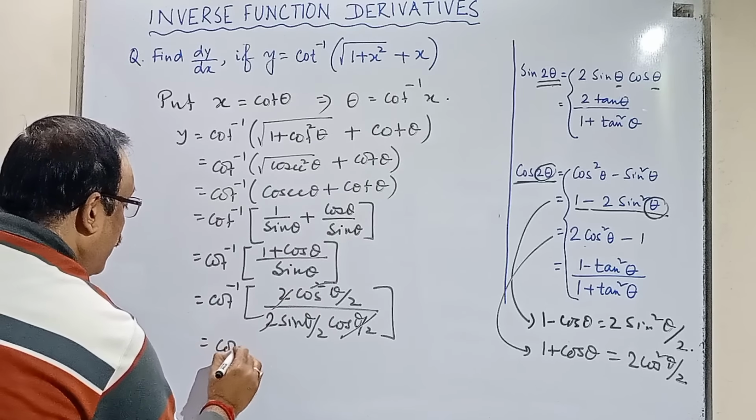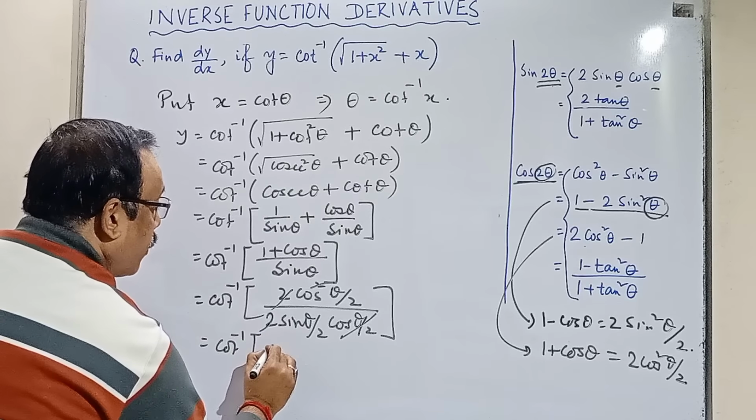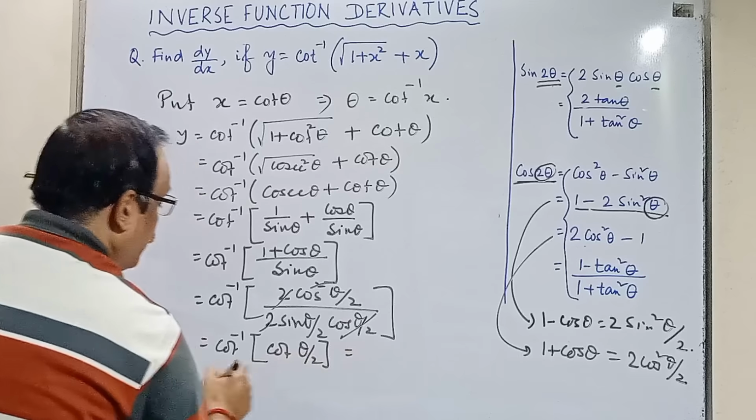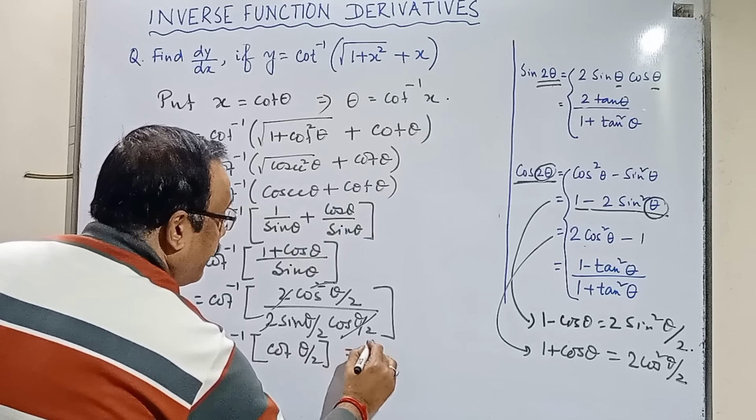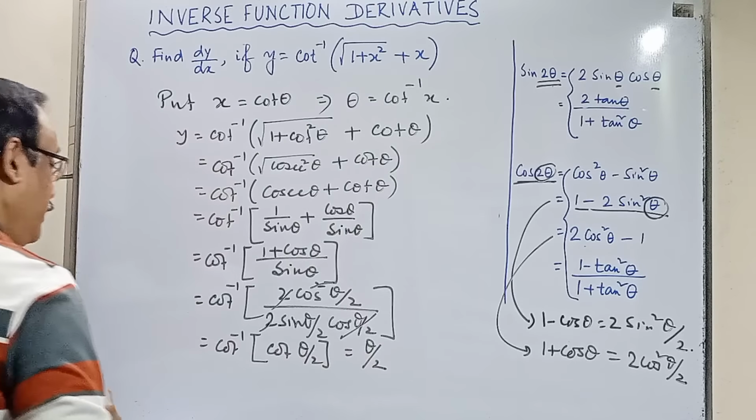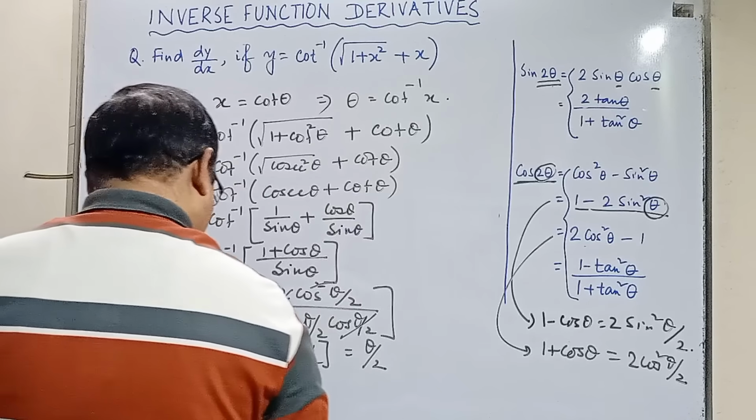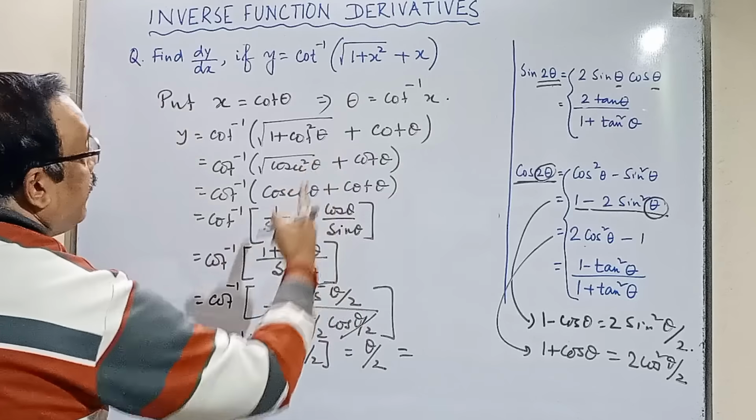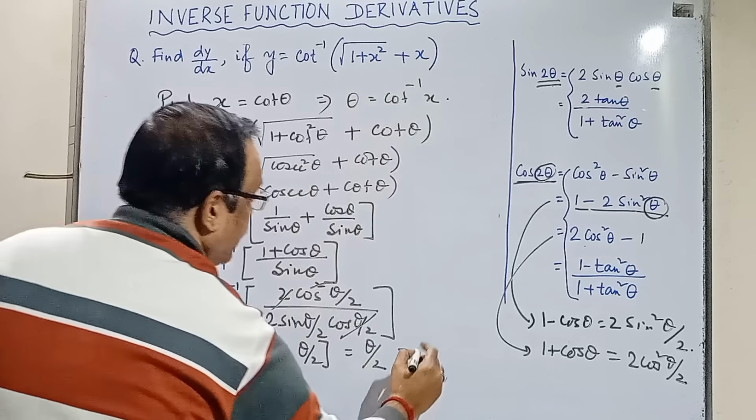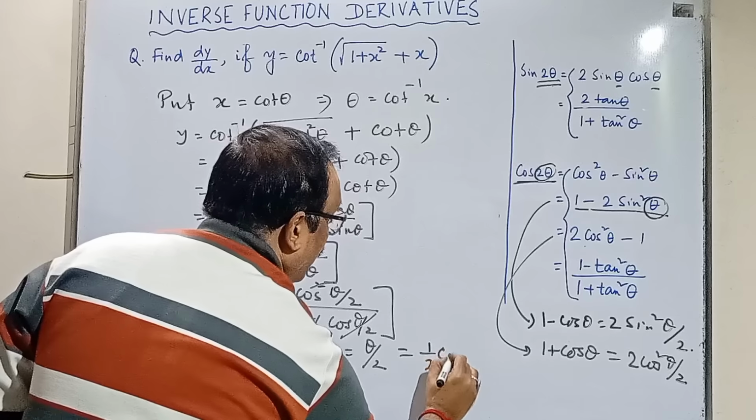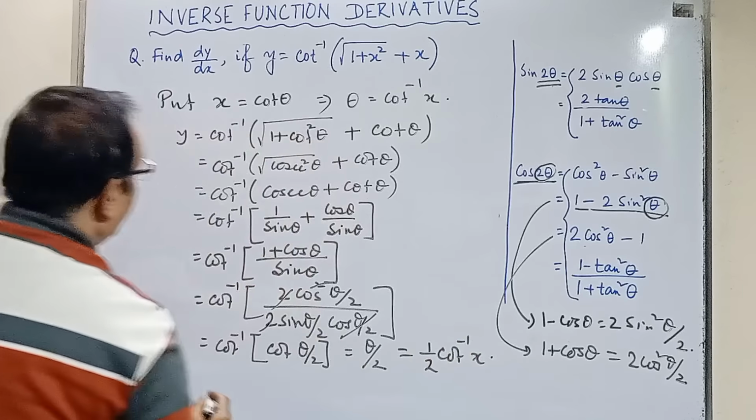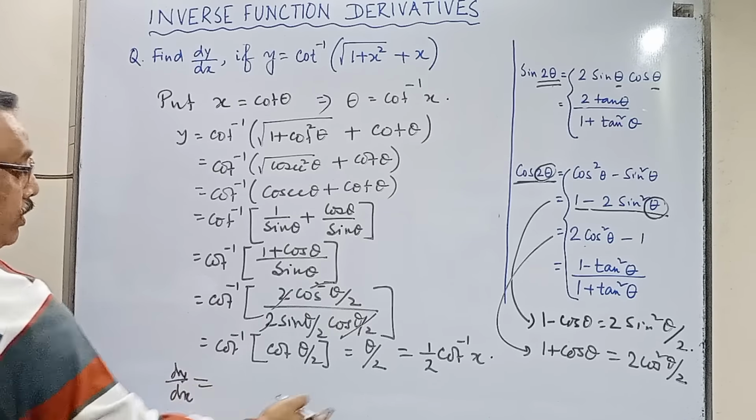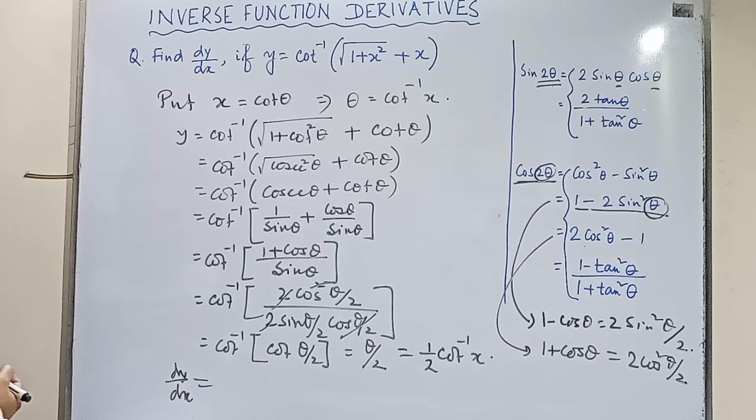So this will be cot inverse cot theta by 2. So cot inverse cot theta by 2 will give me theta by 2. Okay. So theta is my cot inverse x. So this will be half of cot inverse x. So dy by dx will be equal to the derivative of half of cot inverse x.